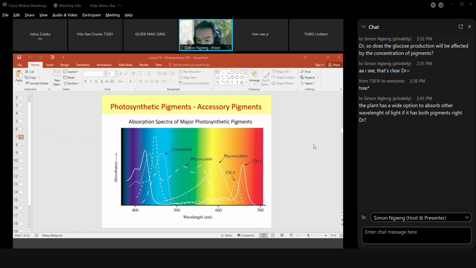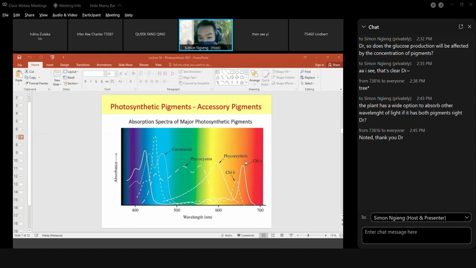Okay, the plant has a wide option to absorb other wavelengths of light if it has both pigments, right? Yes, correct. So the more, let's say you have a plant that contains carotenoids and chlorophyll, but at the same time also has phycocyanin and phycoerythrin. And of course, you look at the hump. The highest peak indicates the range of wavelength that the pigment absorbs the most photons.